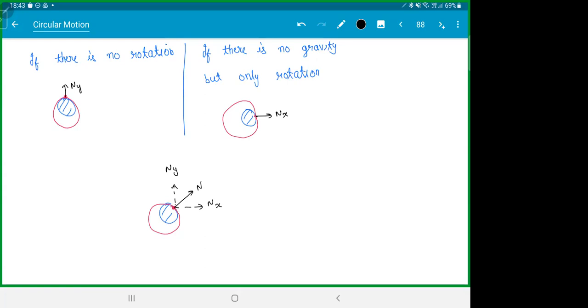Anyone not clear with this diagram, please ask me. If you put a ring over a rod, this is how that rod will look. The ring will be touching the rod at an angle. If there is no rotation, it will touch on the topmost point. If there is no gravity, it will touch horizontally. If you have both of them, it will touch at an angle. So this has both gravity and rotation.